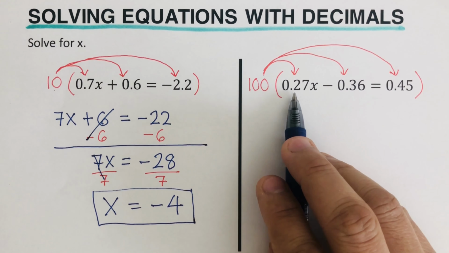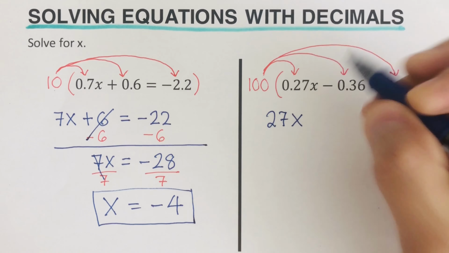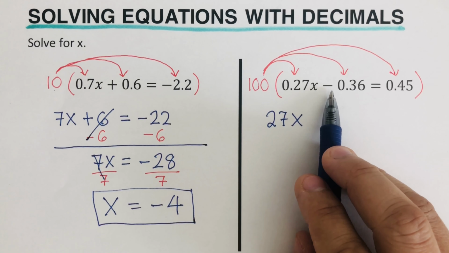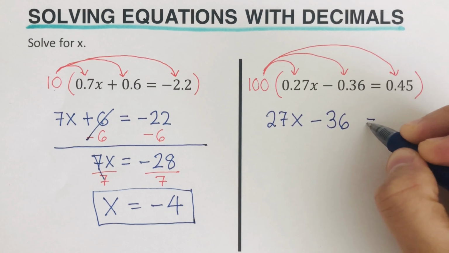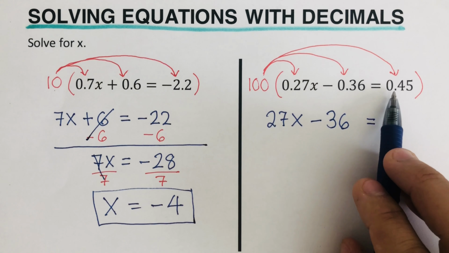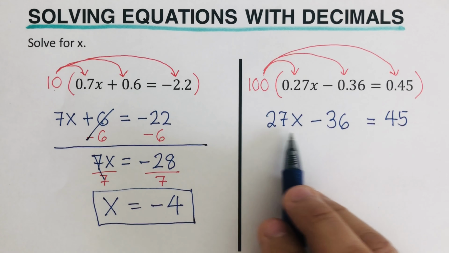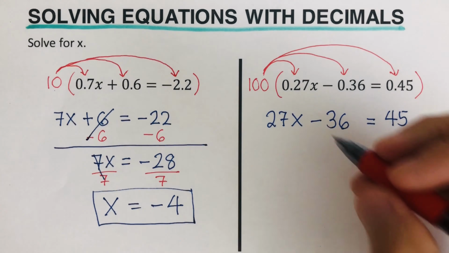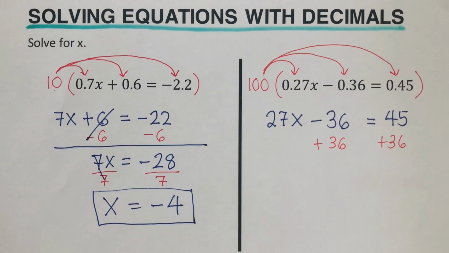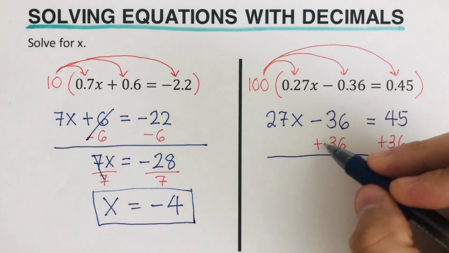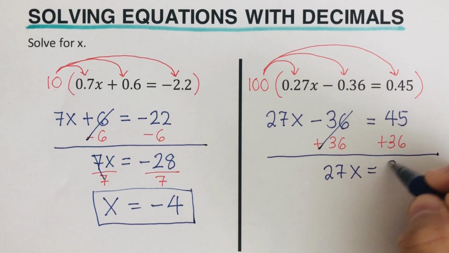So 100 times 0.27x would be 27x. And then 100 times negative 0.36 would be a negative 36. And then that is equal to 100 times 0.45 would be 45. So as you can see, all of them are whole numbers now. So then we can go ahead and add 36 to both sides. And then plus 36. So we can cross the 36 out. And so we have 27x is equal to 81.